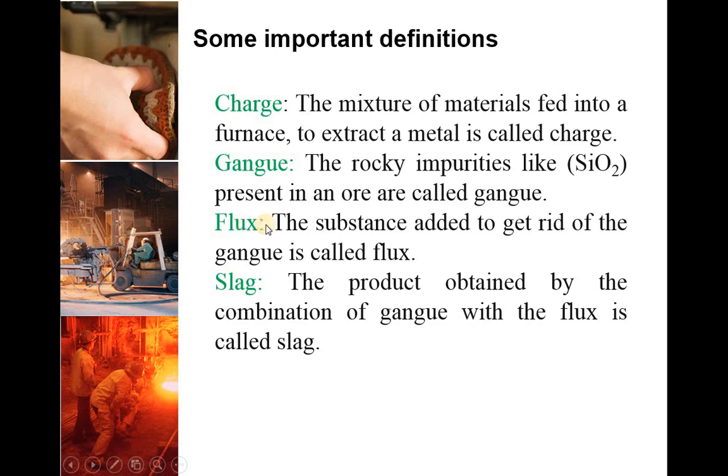Next is flux. Substances added to get rid of the gangue. How to get the gangue separated? Ore and the gangue should be separated. So some substances are used, those are called flux. Then slag. The flux and the gangue mixed together is called slag.